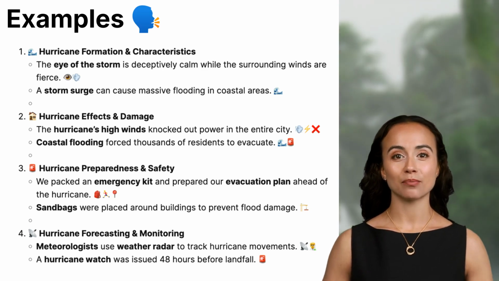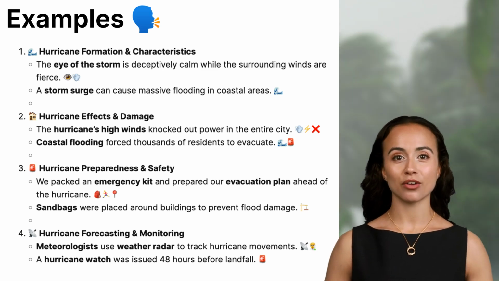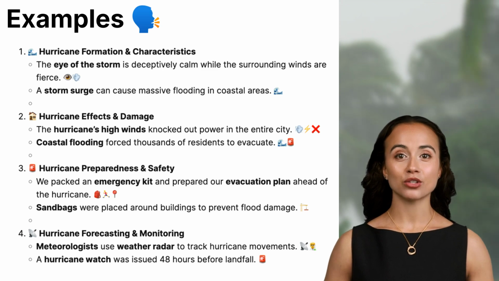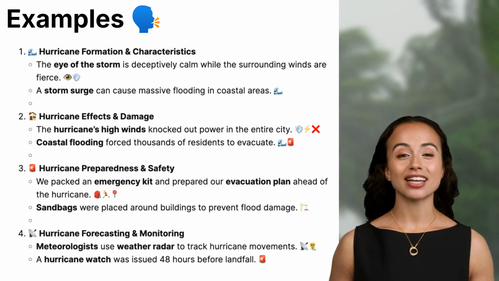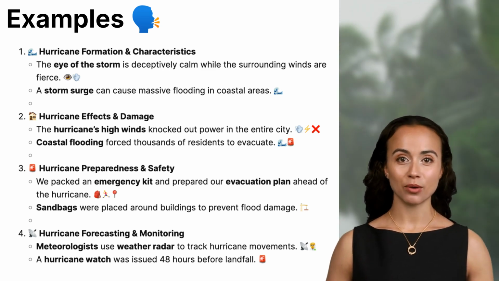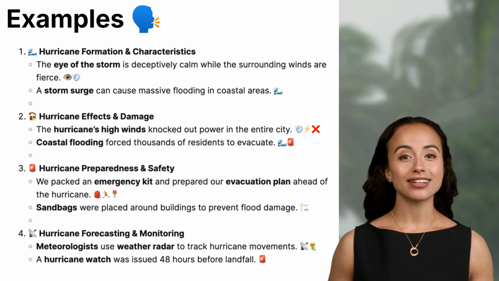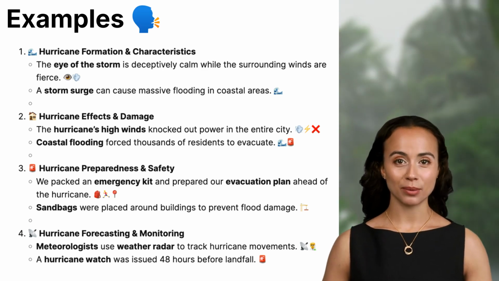Sandbags were placed around buildings to prevent flood damage. Sandbags act as a barrier to stop water from entering homes and businesses during heavy rain or storm surges. 4. Hurricane forecasting and monitoring. Meteorologists use weather radar to track hurricane movements. Weather radar helps scientists observe a hurricane's path and intensity, allowing them to warn people in advance.